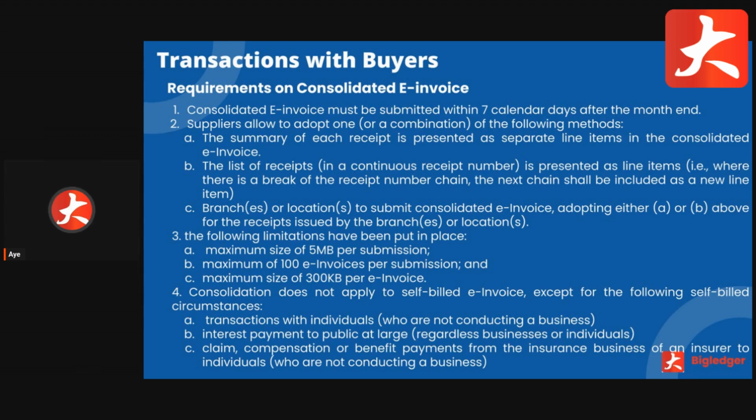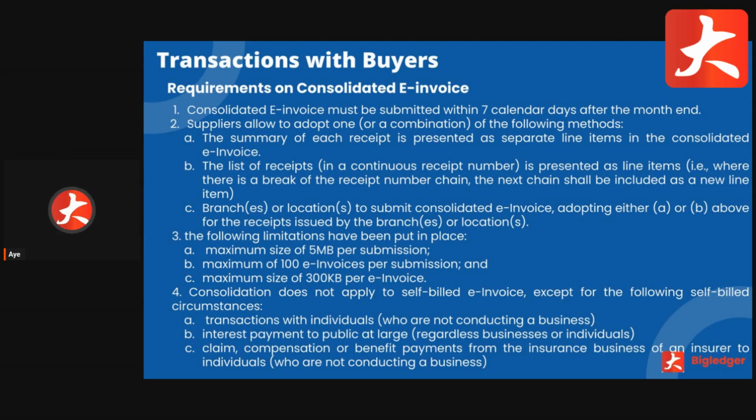And then the last part is, okay, you cannot submit your consolidated e-invoice for self-billed e-invoices, except for transactions with individuals who are not conducting a business, interest payments to public charges, and the last one is claims, compensation or benefit payments from insurance businesses to individuals. Okay, but currently they introduced a 6 months grace period for each batch. So during this 6 months grace period, you can consolidate your self-billed e-invoice for all the transactions. But after this 6 months period, you must follow this one.